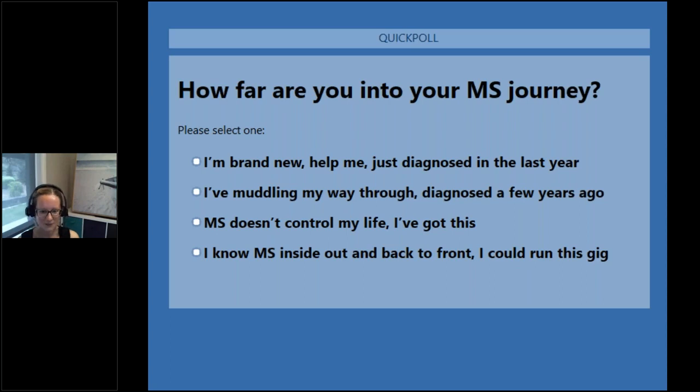Okay. So we're looking at about 35% for I'm muddling my way through, diagnosed a few years ago, and MS doesn't control my life, I've got this. About a quarter of the people, I know MS inside and out, back to front, I could run this gig, and 6% I'm brand new, just diagnosed in the last year. So awesome. That's most people voted now. Beautiful. Well, thank you again for voting.